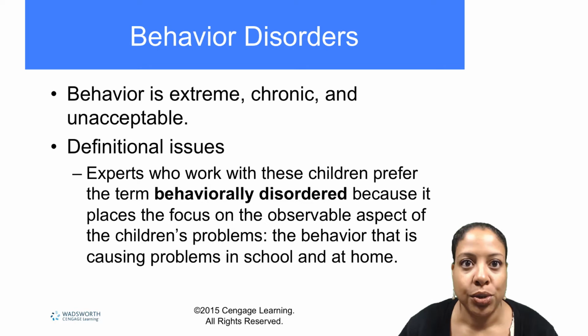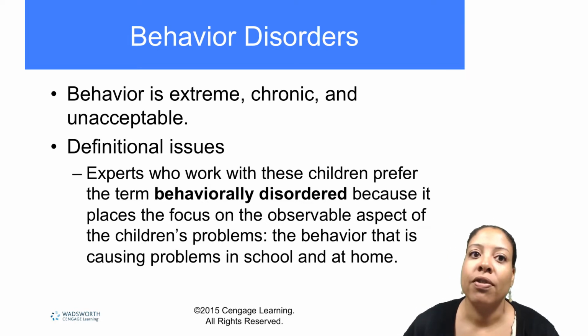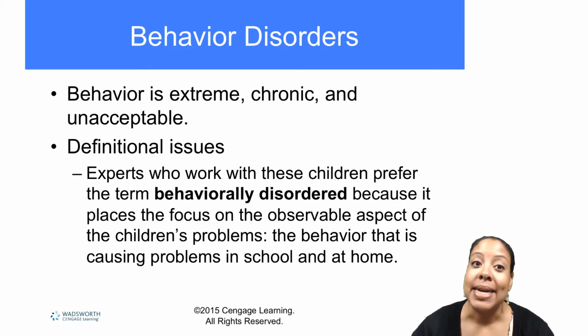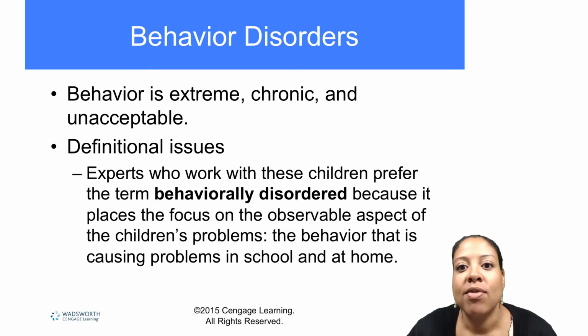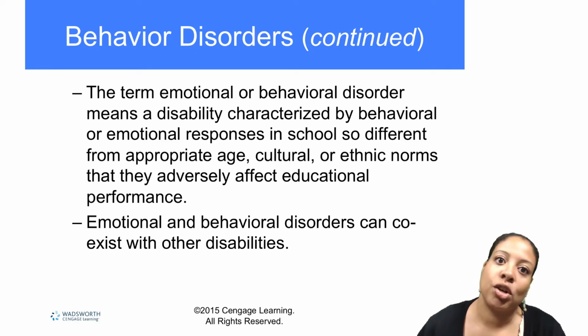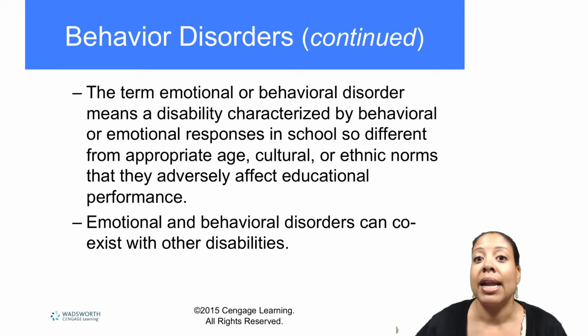So the definitional issues: experts who work with these children prefer the term behaviorally disordered. Say that again, behaviorally disordered, because it places the focus on the observable aspect of the children's problems, which is the behavior that's causing problems in school and at home. The term emotional or behavioral disorder means a disability characterized by behavioral or emotional responses in school so different from the appropriate age, cultural, or ethnic norms that they adversely affect educational performance. So they have to be pretty much an outlier to be considered a disability with regards to behavior.